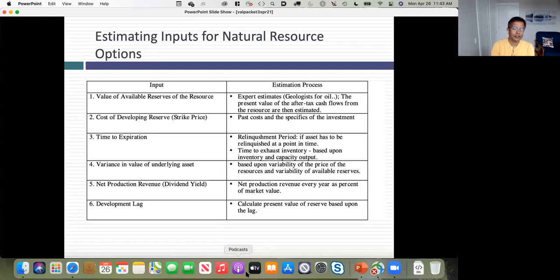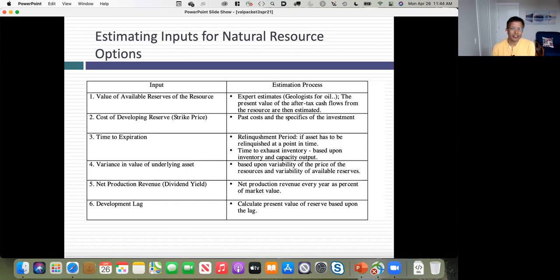So if you develop the reserve today, what would that look like? The cost of developing the reserve will depend on which part of the world you're in. If it's Canada, the cost might be much greater because you've got to go 5,000 feet under the ground, unfreeze the oil, do whatever you need to do. If it's Saudi Arabia, it might be trivial. But it's based on where you are in the world, and the cost of actually developing the reserve becomes the strike price.